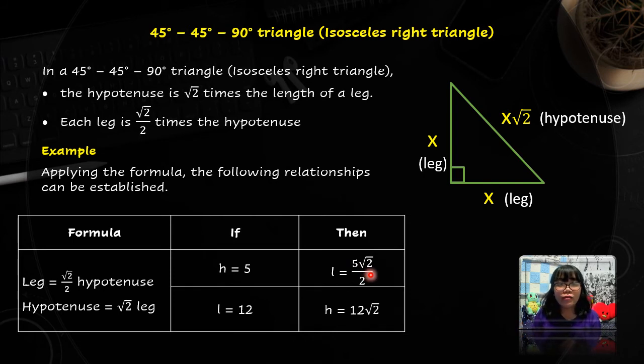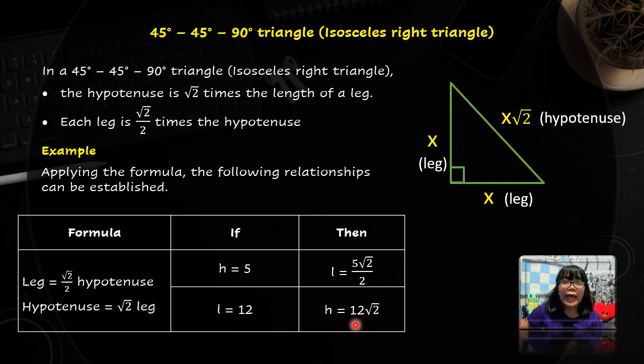Now, what if given ang leg? So, if the leg is equal to 12, again, to get the value of the hypotenuse, we need to multiply the leg by square root of 2. So the leg is 12. So we need to multiply this one by square root of 2. So that is equal to 12 square root of 2.